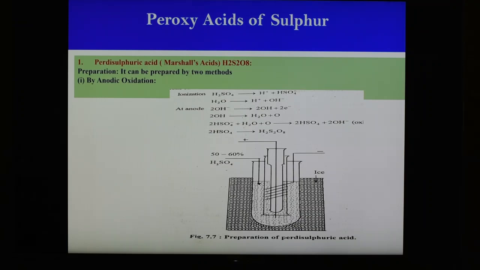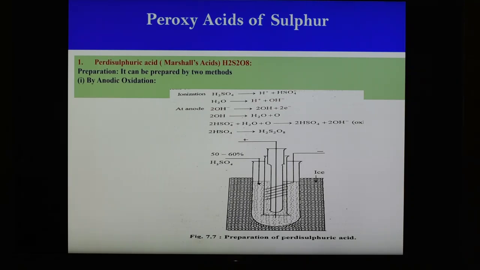In the arrangement shown in the figure, we have to take 50-60% concentrated sulfuric acid in a big test tube. A cylinder around which platinum wire is placed is put in the test tube. The platinum wire acts as a cathode, and a fine platinum wire in the form of a capillary is suspended to act as an anode. The test tube is placed in a freezing mixture as shown in the figure. A current of 1 to 2 ampere is passed, and in the cylinder around the anode perdisulfuric acid is formed. So in this way at the anode we get this Marshall's acid or perdisulfuric acid.